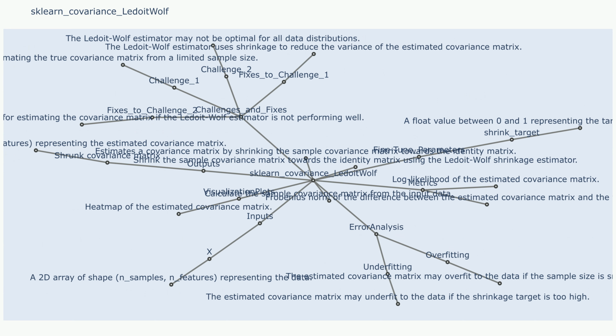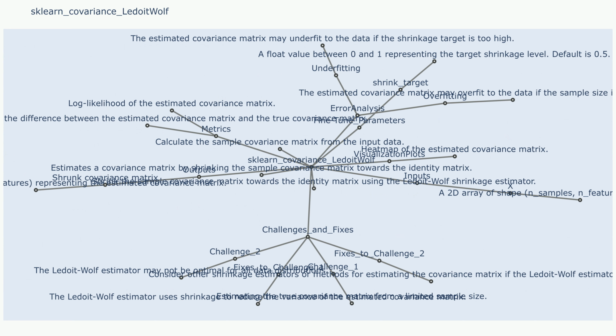Steps: calculate the sample covariance matrix. The estimator starts by computing the traditional sample covariance matrix from the input data. Determine the shrinkage coefficient. It then calculates the optimal shrinkage coefficient using a formula based on the sample covariance matrix and its eigenvalues. This coefficient controls the amount of shrinkage applied.